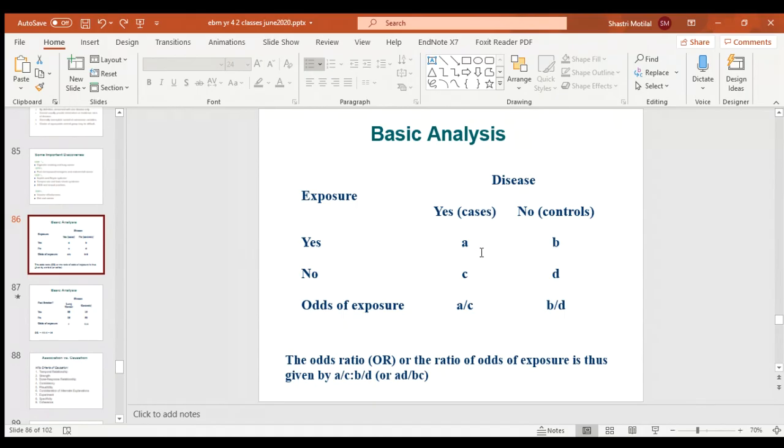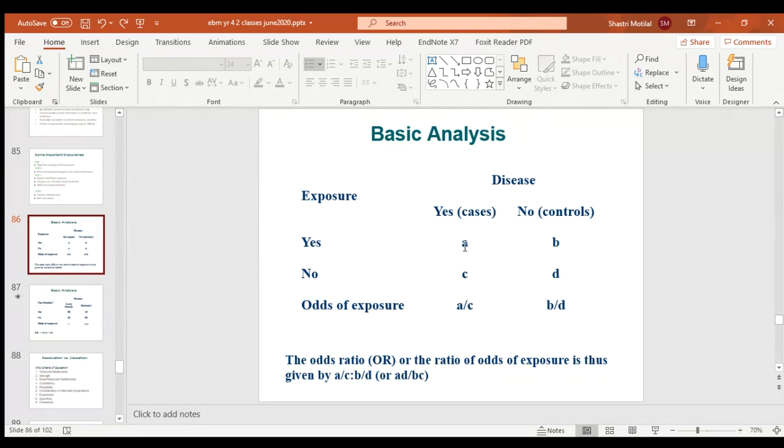What we could work out here is the odds that the cases had the exposure. The odds of the exposure in the cases is A divided by C. The odds that the controls had the exposure is B divided by D, B over D. Now here you might ask, why am I not saying A over A plus C? If we said A over A plus C, that would be a rate or a proportion or a percentage.